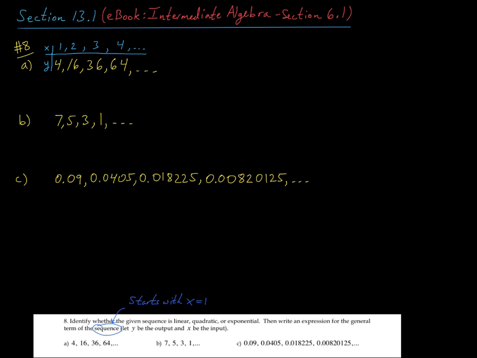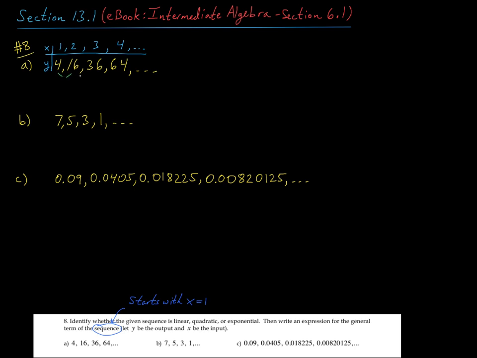So let's go ahead and do that here. Well, I can see that y is not going up by a constant amount, so it's not linear. And also the successive ratios, like 16 to 4 is 4, but 36 to 16 is not 4. So there's not a multiplier that takes me from one output to the next. So it's not exponential. So that suggests then that it's quadratic.